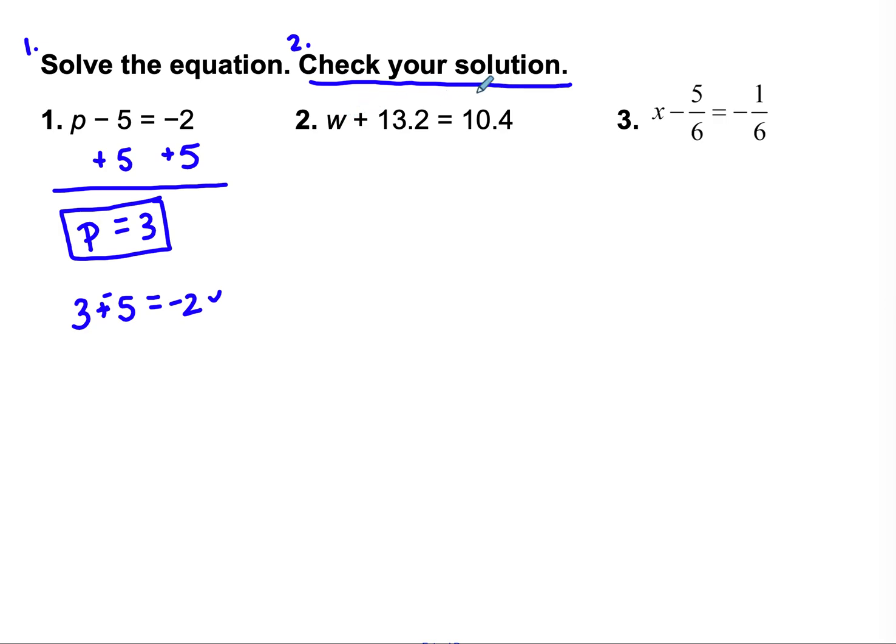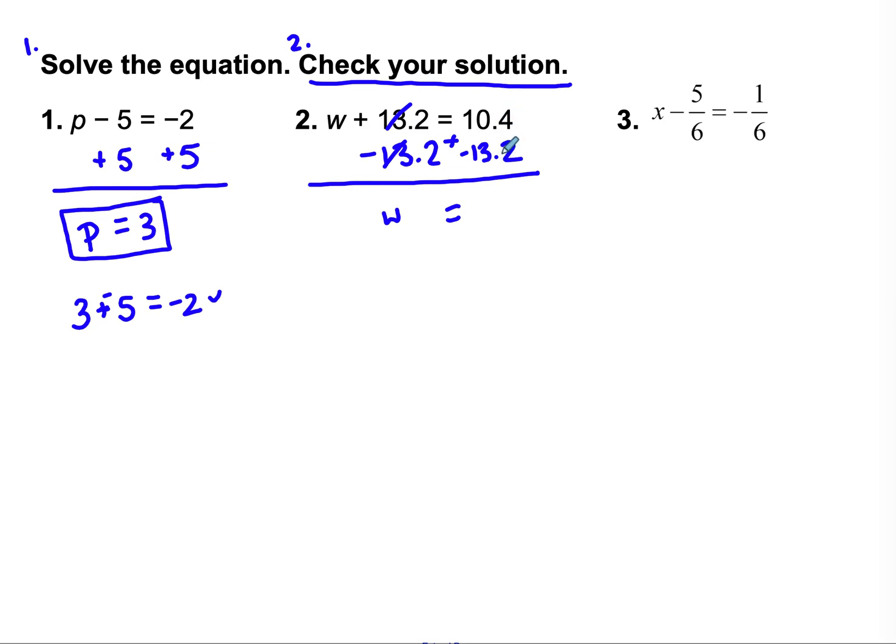W plus 13 and 2/10 equals 10 and 4/10. Okay, this is addition. I'm going to cancel it out with subtracting. So I'm subtracting 13 and 2/10 from both sides of my equals sign. Okay. So 13 and 2/10 minus 13 and 2/10 is 0, so I'm left with the W. Here I have a number that is being subtracted from one that is smaller than it. I can't do 10 minus 13 without going into the negatives. So I'm going to do boom, boom, and make that plus negative 13 and 2/10.